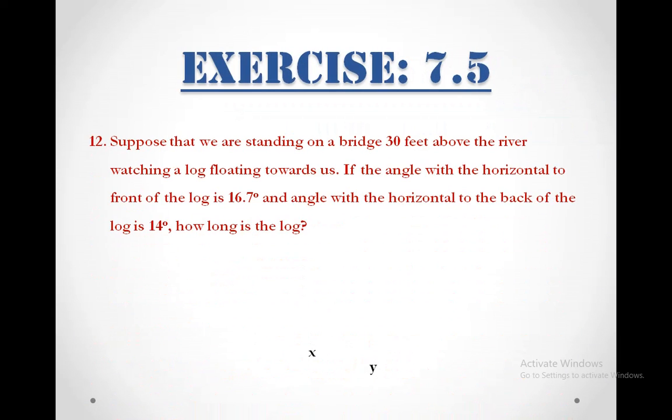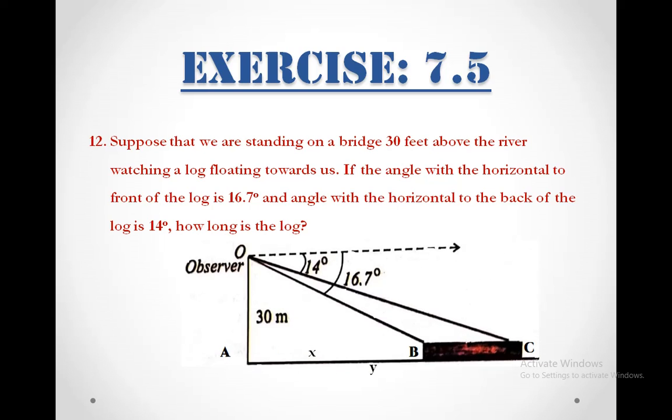Next we have question number 12. The statement says, suppose that we are standing on the bridge 30 feet above the river watching a log floating towards us. If the angle with the horizontal to the front of the log is 16.7 degrees and the angle with the horizontal to the back of the log is 14 degrees, how long is the log? Viewers, log means a piece of wood.